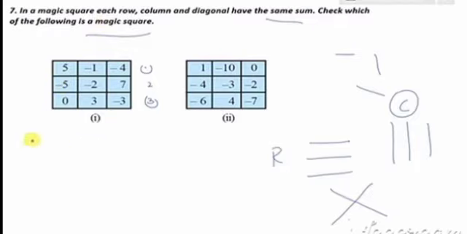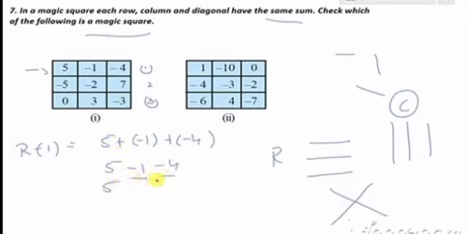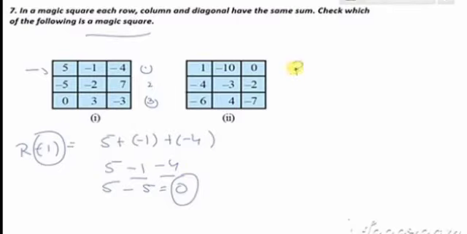As you can see here, row 1 is 5, minus 1 and minus 4. We will take the sum of the first row's numbers. Plus minus will be minus, positive and negative will be minus. So 5 minus 1 minus 4, both are negative numbers, so we will get minus 5, and 5 minus 5 gives 0 as the answer. So the sum of the first row is 0.